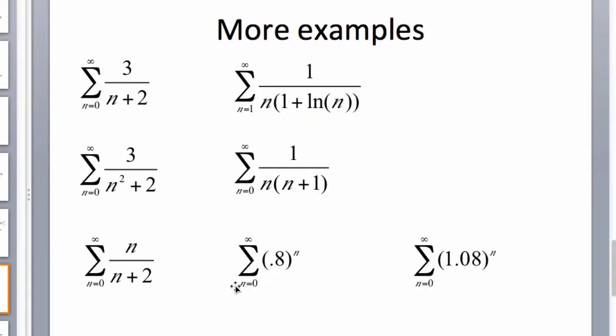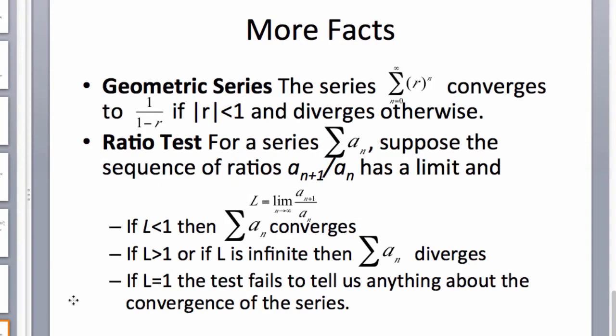Okay, so now if we look back over here, at our two examples, the sum of 0.8, well, that's going to converge. The absolute value of 0.8 is less than 1. And it will converge to 1 over 1 minus 0.8, which is 1 over 0.2, which is 5. And the sum n equals 0 to infinity of 1.08 to the n will diverge. So we have convergence and divergence of geometric series. And we can see on our next slide that written out.